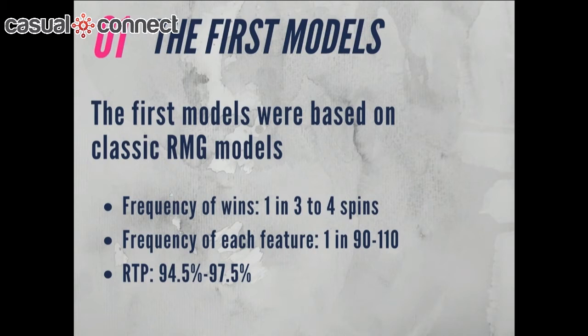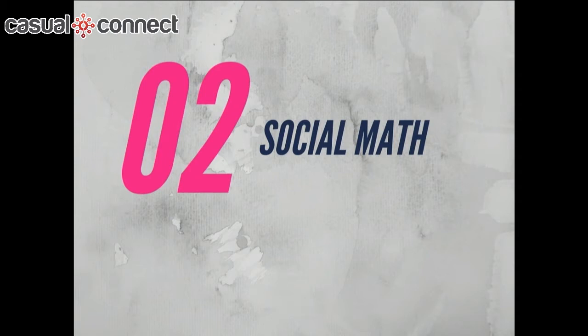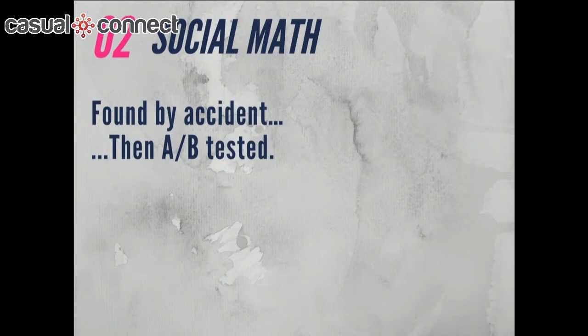And then came social math. Social math was arrived at by accident in quite a few places. I can tell you, for me, I did a math that was slightly different, and the results were huge in how people responded to it. I know it wasn't the graphics, because the graphics were so-so, and I know it wasn't the theme, because the theme was not that good, so it was the math. People responded to the math by playing a lot more and spending a lot more. At the same time, big companies arrived at the same thing by accident, and then some of them, the biggest ones, A/B tested their math and saw that it was actually working better than the regular RNG math.